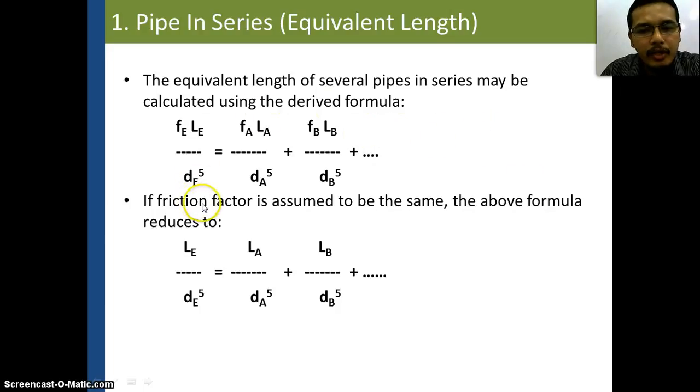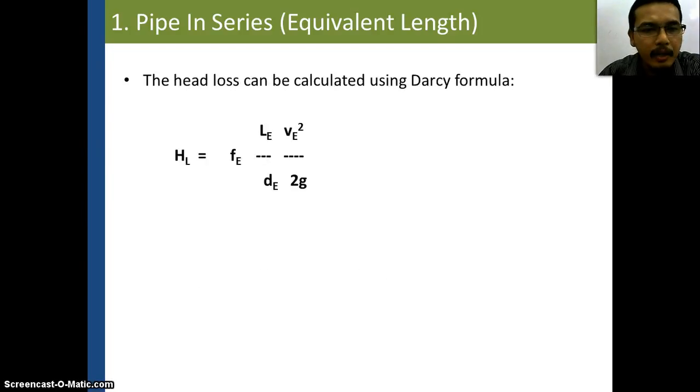So let's say we are using the same material for the pipes, but with a different diameter and different length; only the material is the same. If the material is the same, the friction factor will be equal. So because the friction factor is equal, the formula reduces to L over D. From this formula, we can determine the new length of the pipe in series and the new diameter of the pipe in series.